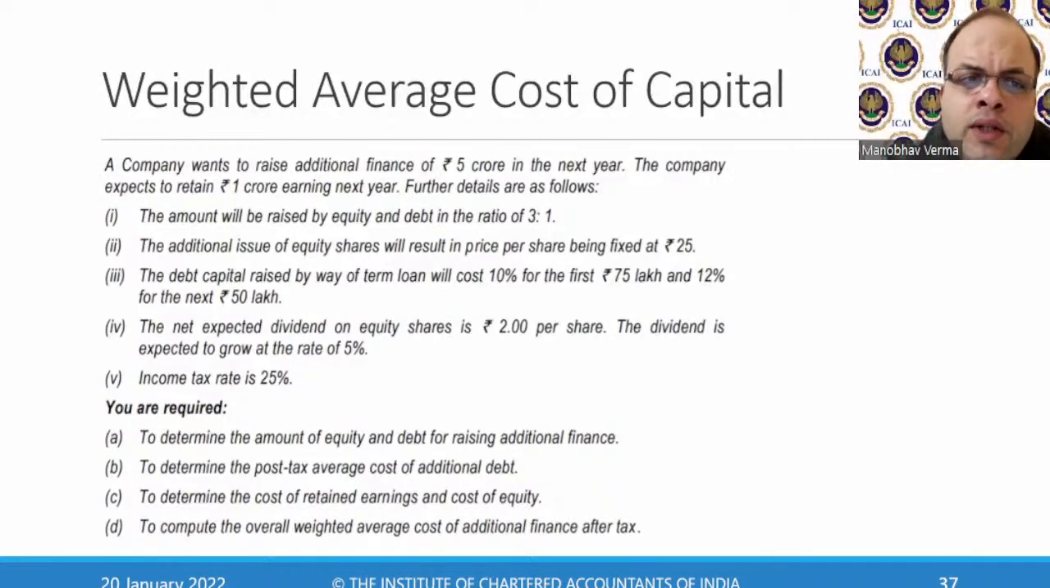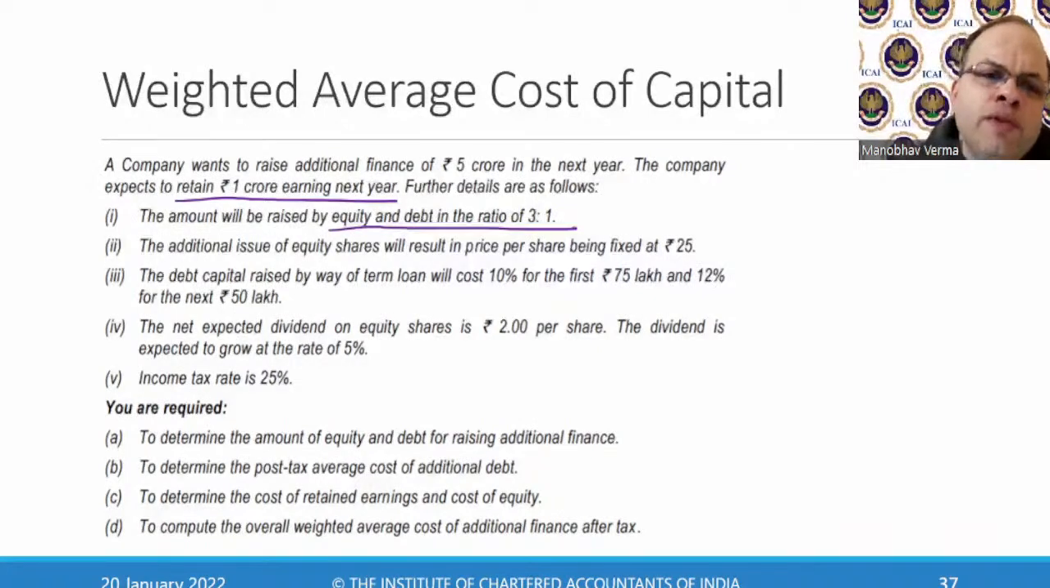So now this one: a company wants to raise additional finance of 5 crore in the next year. The company expects to retain 1 crore earning next year. Okay, so that means further details are given. The amount will be raised by equity and debt in the ratio of 3:1. The additional issue of equity shares will result in a price per share being fixed at 25. Debt capital raised by the term loan will be 10% for the first 75 lakhs and 12% for the next 50 lakhs. There's a very interesting point.